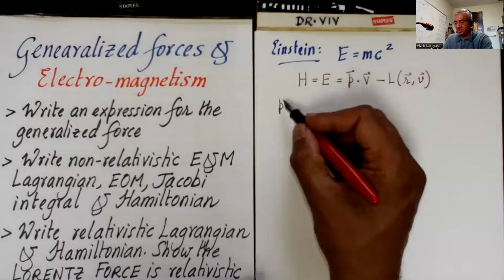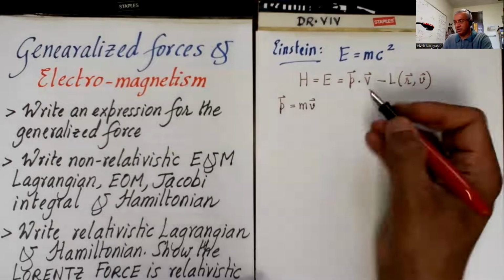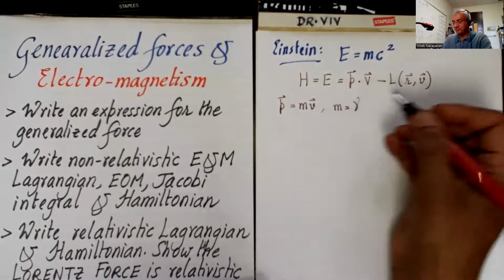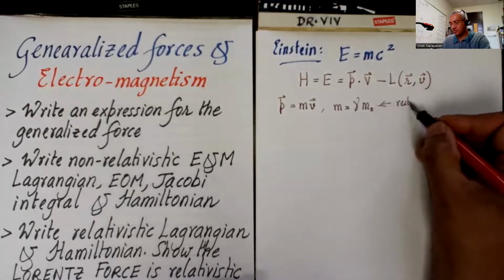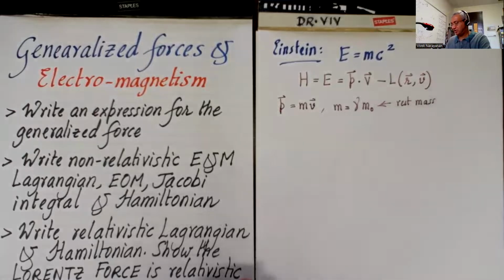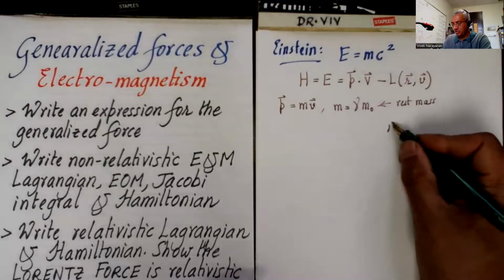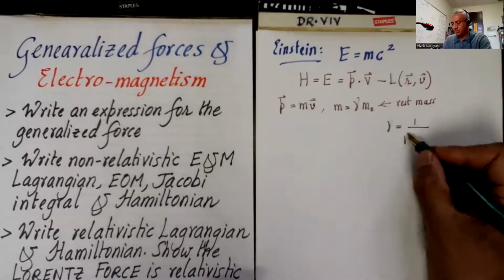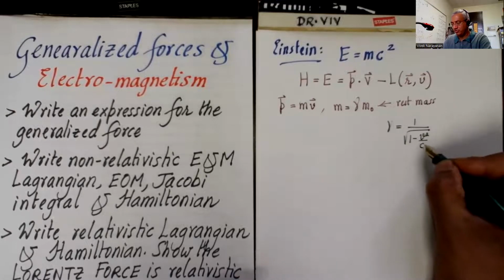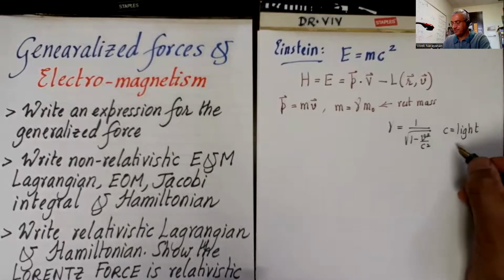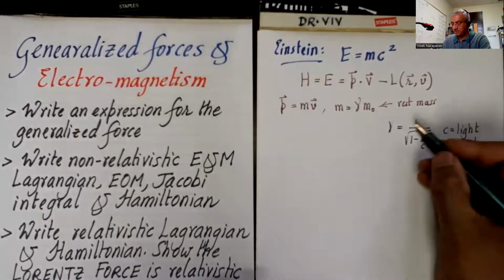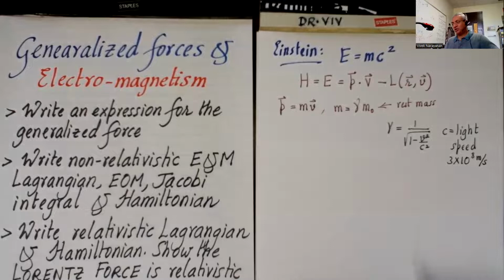So p here is m times v, where m is this dilation factor gamma times m naught. m naught is known as the rest mass. And the relativistic dilation factor gamma is 1 over the square root of 1 minus v squared upon c squared, where c is the speed of light in vacuum. I believe it's 3 times 10 to the 8 meters per second. So that's going to be your basic setup.